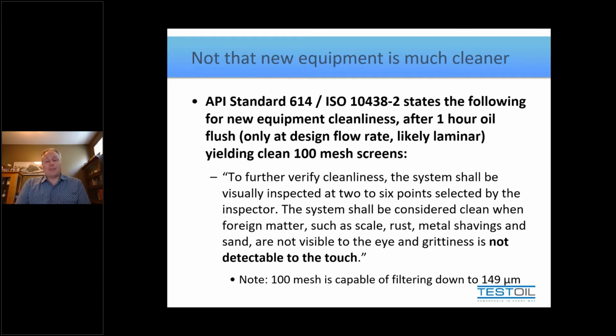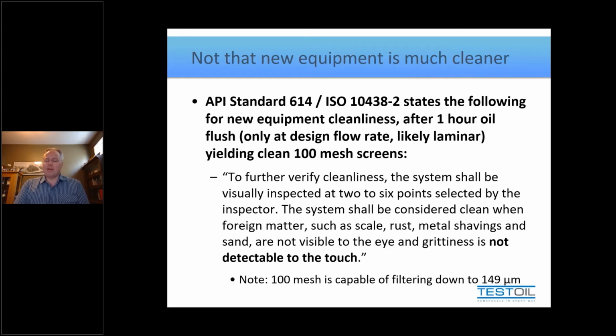The point is, after an hour of flowing the lubricant at this low flow rate, you pull the screens, you check them, and all you're doing is checking them with your eye and with your fingers. And as long as you don't see or feel anything, you consider the system to be clean. Well, the only thing you're going to see on that screen are particles greater than 149 microns, which at this point you probably shouldn't even care about because they'll probably settle out in the system.